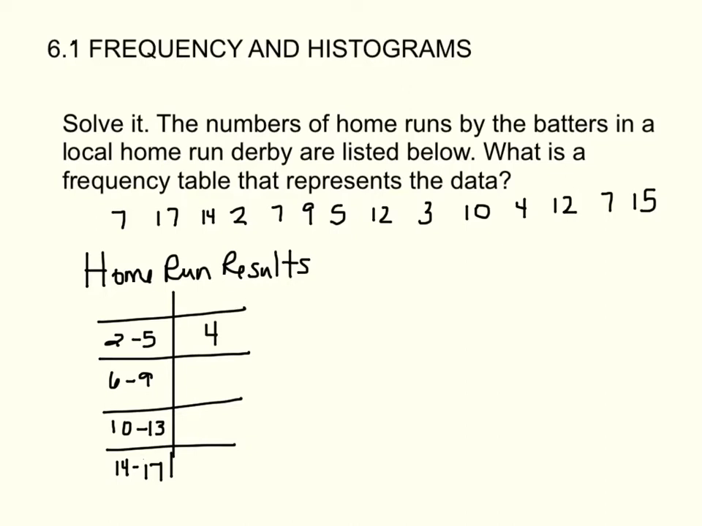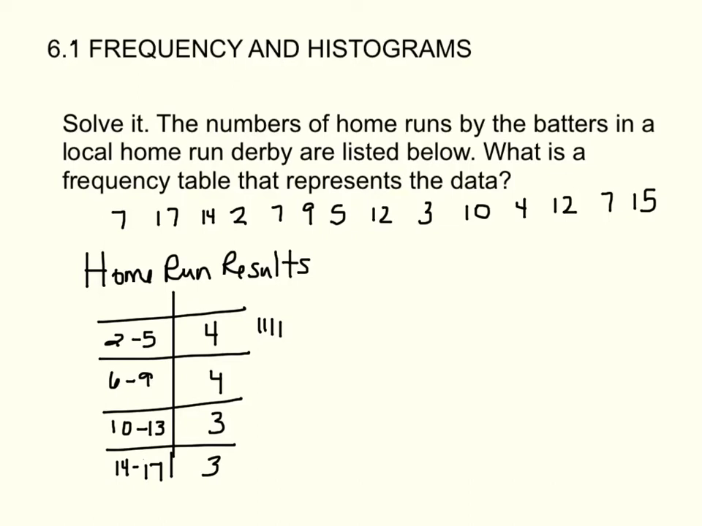And you could also go through and make tally marks like this. 1, 2, 3, 4, and then do tally marks. 6 through 9, there's 4. 10 through 13, there's 3 of them. And 14 through 17, there's 3 as well. That right there is your frequency table.